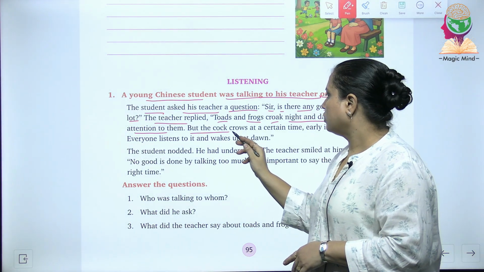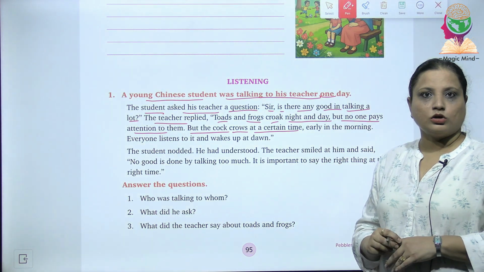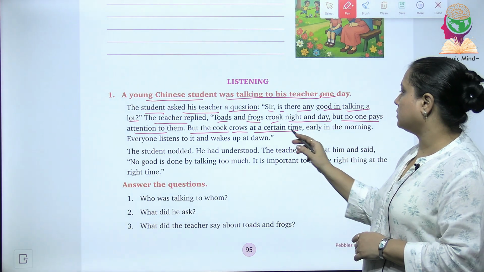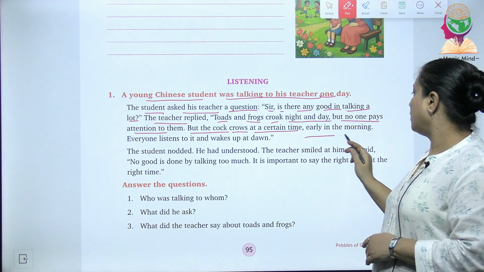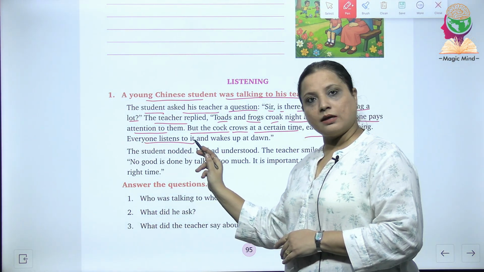But the cock crows at a certain time. The cock, that means the rooster, crows at only a certain time, that is early in the morning. Everyone listens to it.